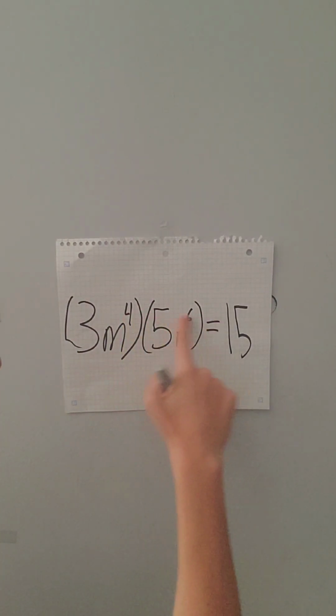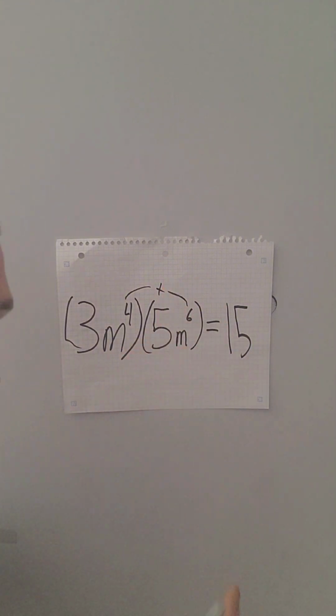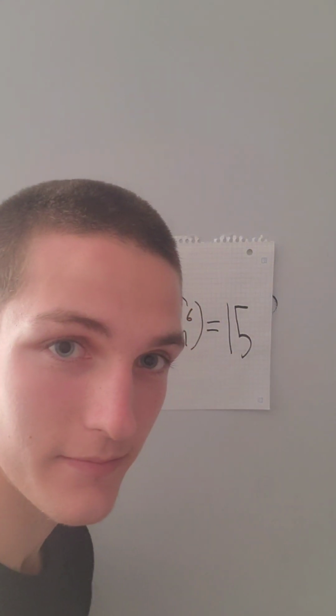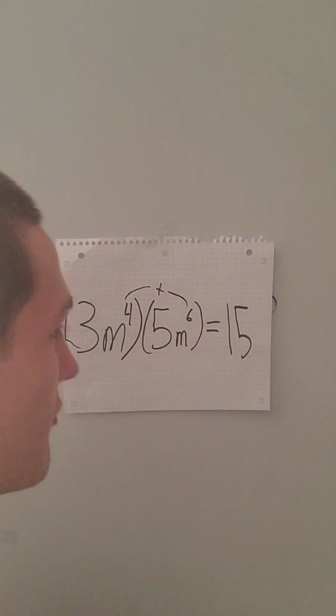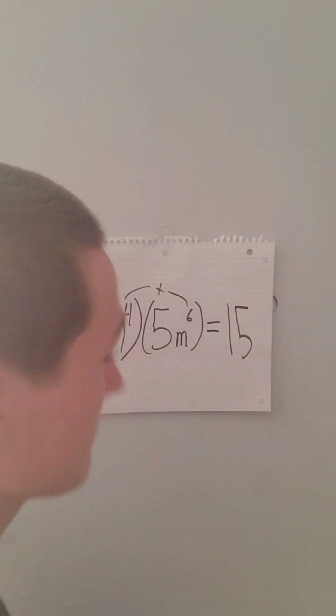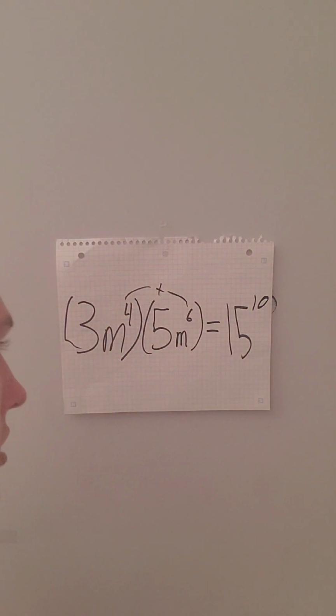You gotta add these two. This 4 and this 6, yep, you add them. I like Adam. Adam's a cool guy. But you get that. 4 plus 6, what does that equal? Yep, that's right. You get 10. 15m to the 10th power.